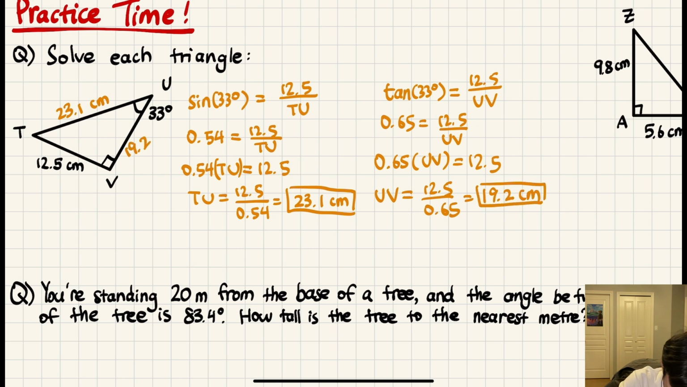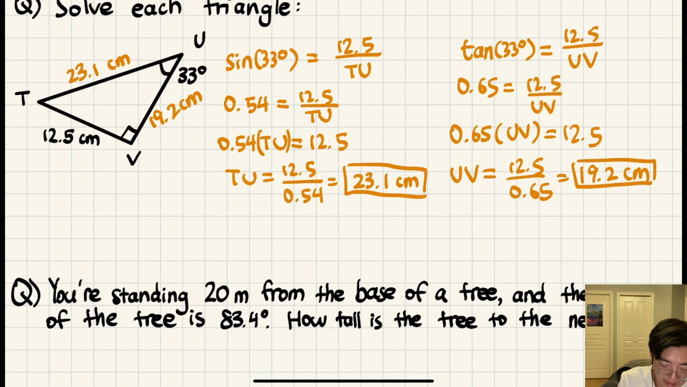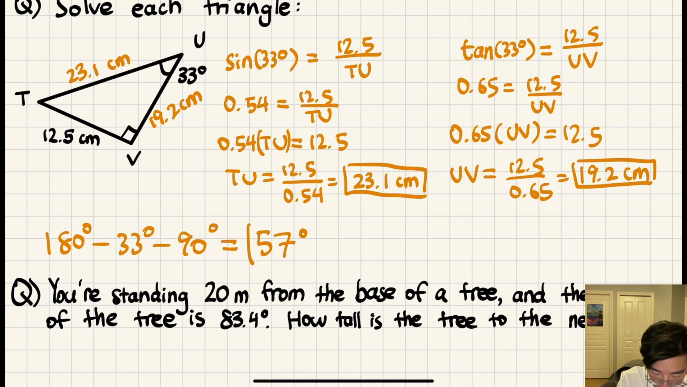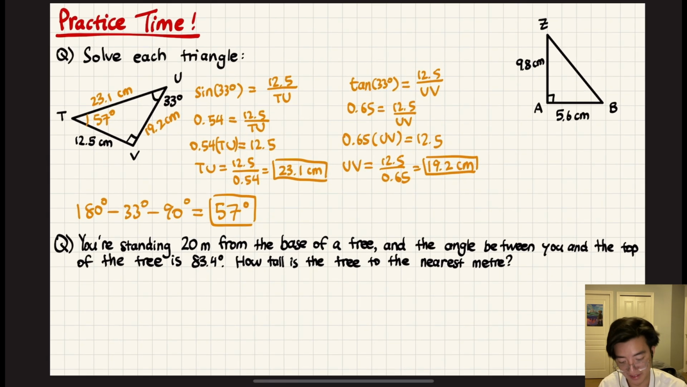Okay, so that's 19.2. And now lastly, with the angle here, we actually didn't really need to use any of the trig ratios because we know that a triangle is 180 degrees. And we have a 90 degrees here and a 33 degrees up there. Which means that the angle will just be 180 degrees minus 33 degrees minus 90 degrees. This gets us 57 degrees. Alright, and that's it. We just solved the triangle there.